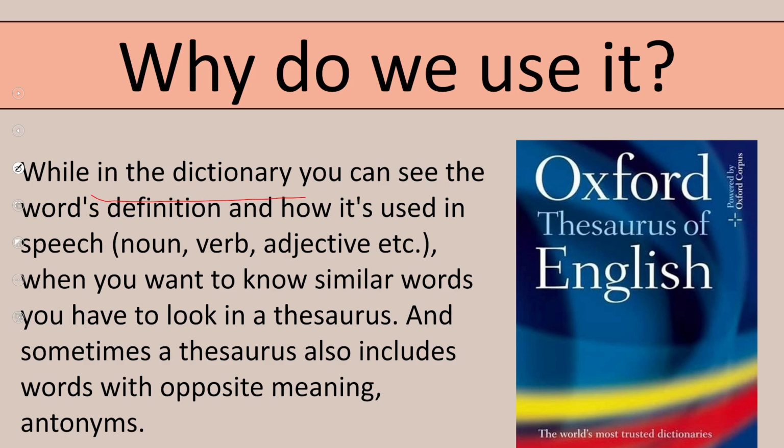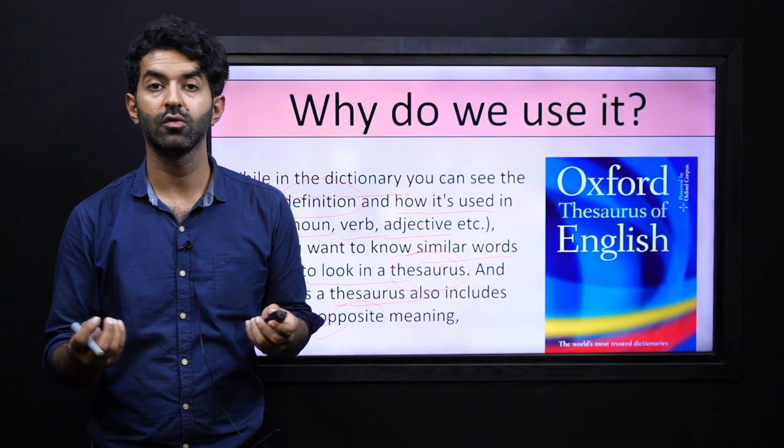In a dictionary you can see the word's definition and how it is used in speech with different examples, and there are parts of speech mentioned with the words, etc. And when you want to know similar words, you have to look in a thesaurus. And sometimes a thesaurus also includes words with opposite meaning, which we call antonyms. So that's why we use a thesaurus.